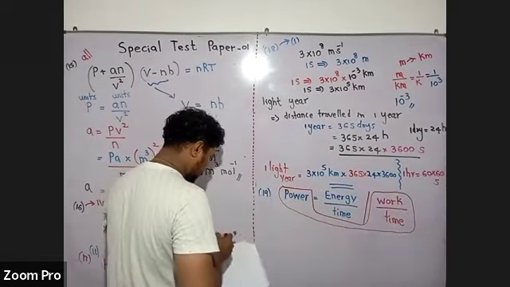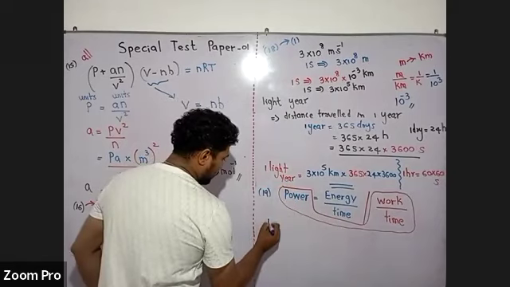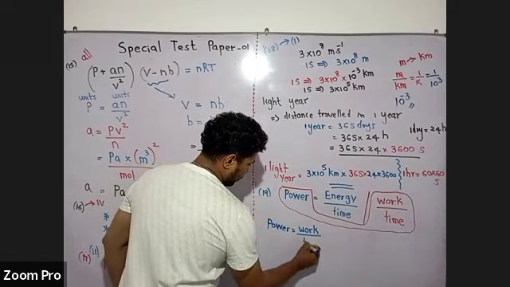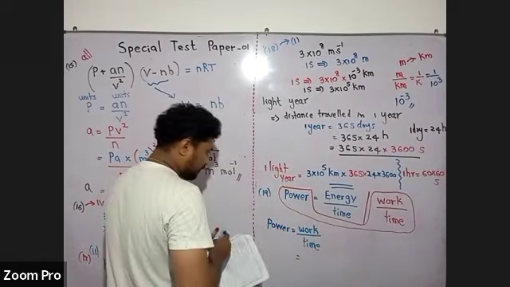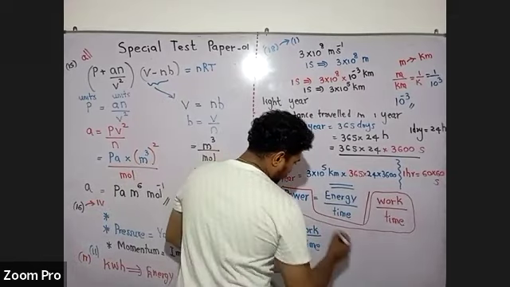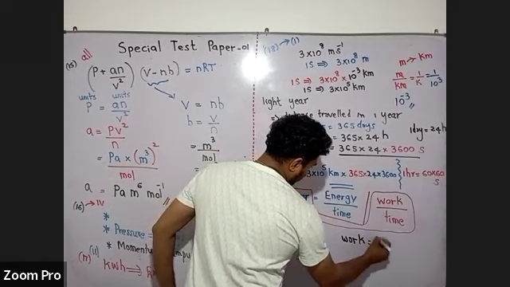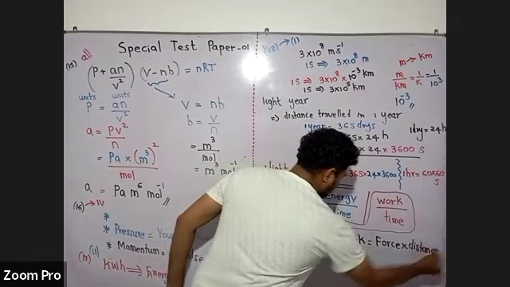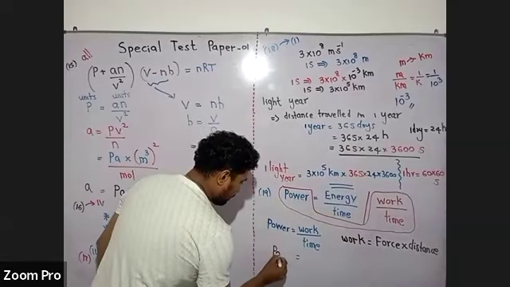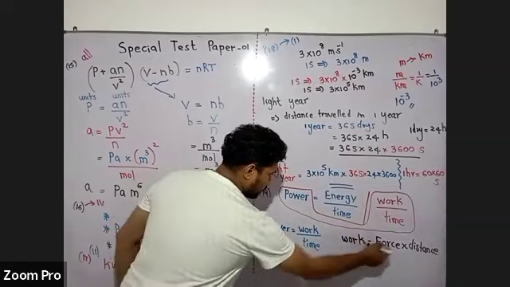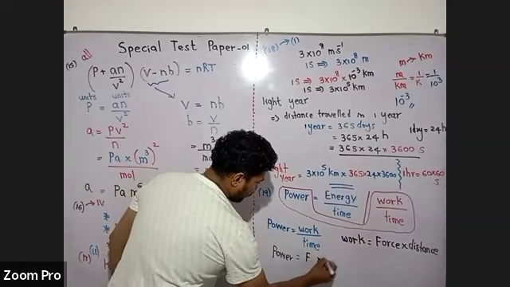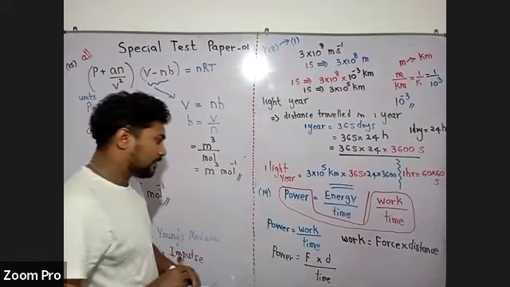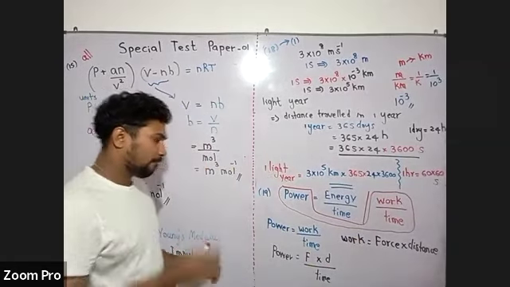I'm using this equation, right? That means power equals work over time. Now you know that, on the other hand, work is equal to force into distance, right? So if it is, power can be substituted as force into distance over time, right? So then substitute the relevant units for these physical quantities.